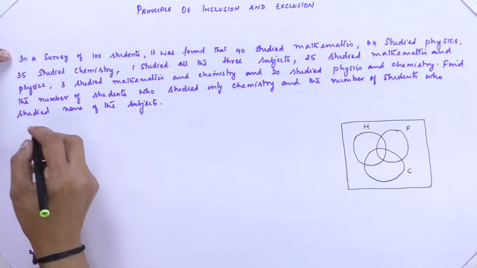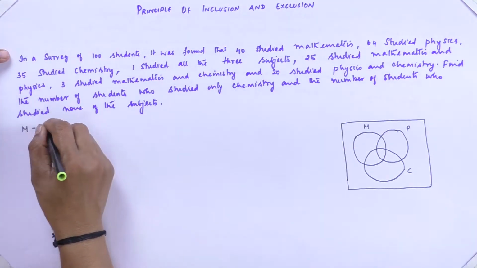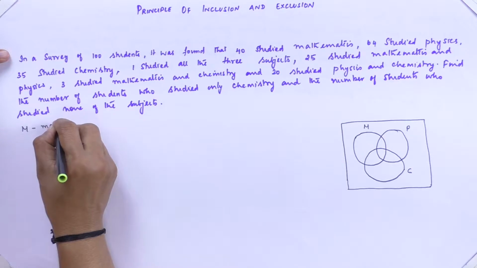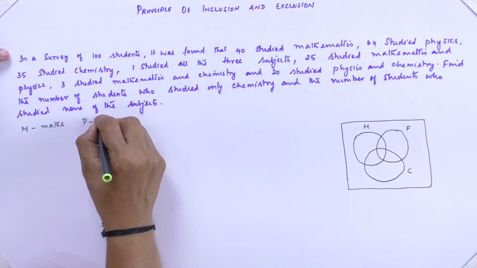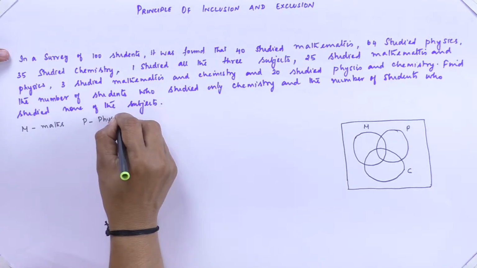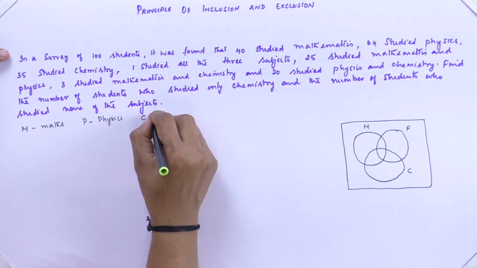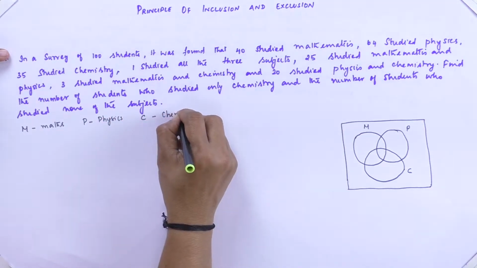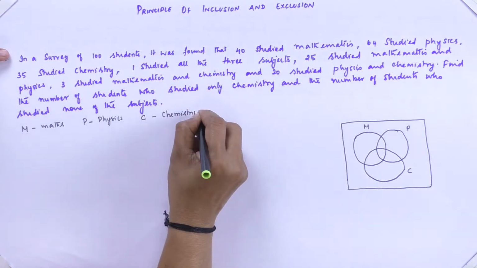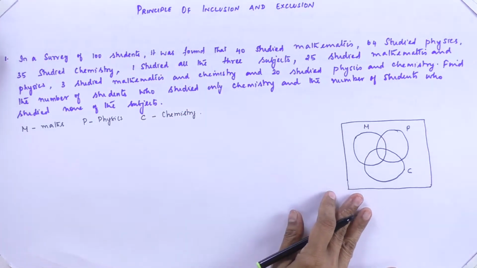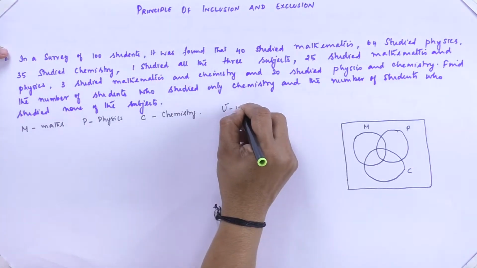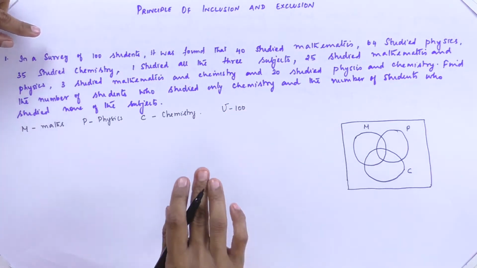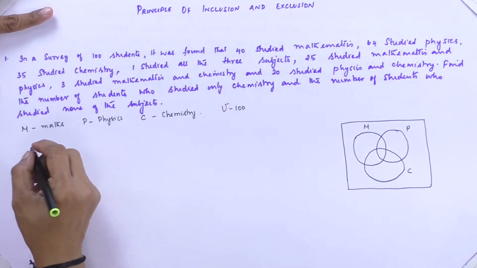So let M denote the set of all students who studied maths, P denote the set of all students who studied physics, and C represent the set of all students who studied chemistry. First we will have to denote all three sets. Now, what is the universal set? The universal set says that there are 100 students in this survey.